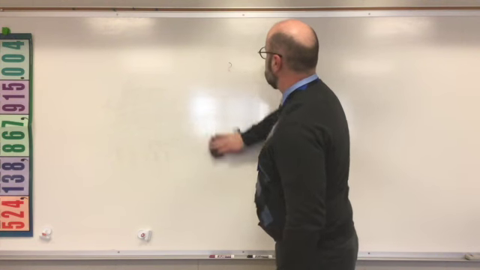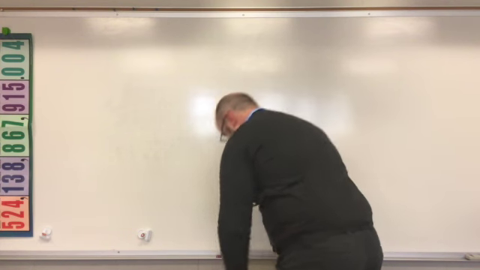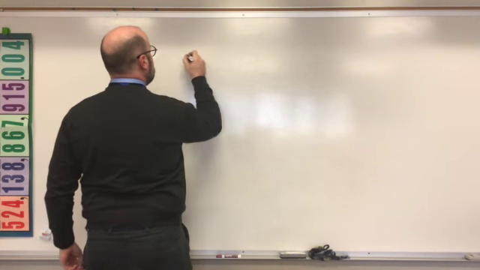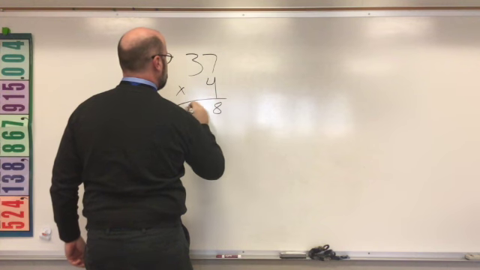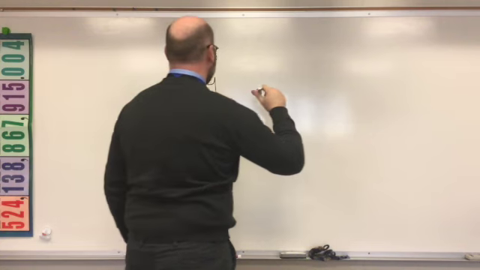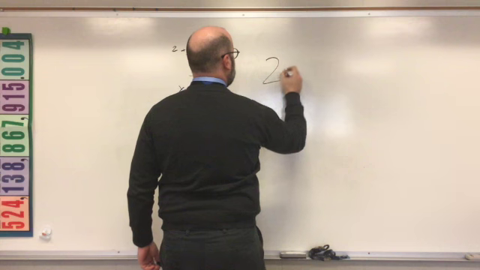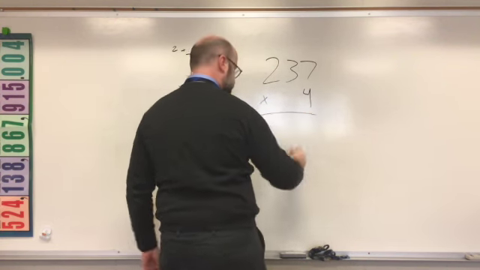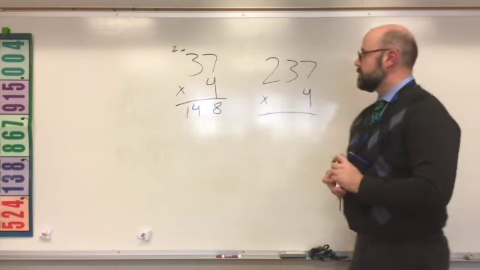So we did 37 times 4. Oops. And we got 148. That was 148. I'm going to actually write that back up there because now I'm going to add an extra number into the mix. Let's do 237 times 4. Well, what's our first step?